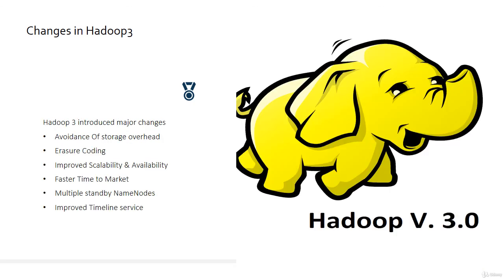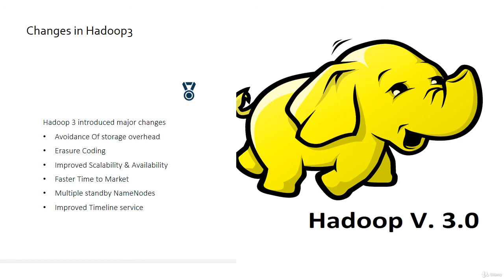Hadoop 3 introduced major changes. Avoidance of storage overhead: Hadoop 2 has a lot more storage overhead than Hadoop 3. For instance, in Hadoop 2, if there are 6 blocks and 3 times replication of each block, the result will be 18 blocks. The storage overhead can be reduced from 200% to 50% using erasure coding, a new feature in HDFS. That can reduce storage overhead by approximately 50% compared to replication while maintaining the same durability guarantees.